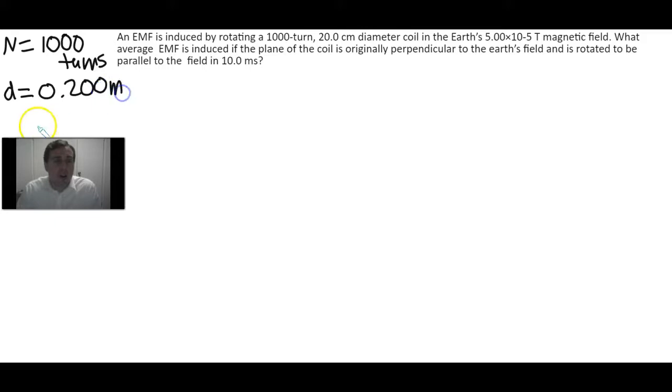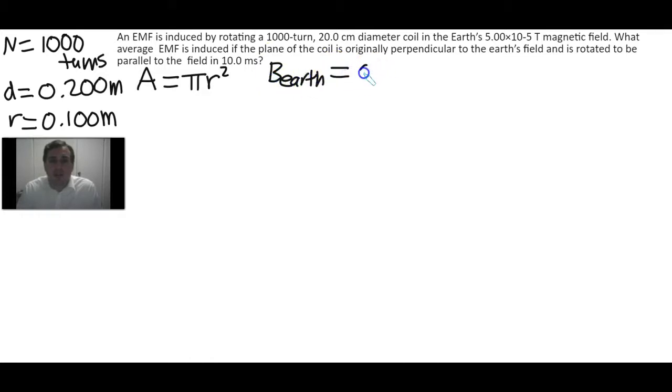But we're probably going to need the radius because I think we're going to need the area of the coil. So we need 0.100 meters. And we know the area, because it's a circle, is going to be pi r squared. We know the strength of the magnetic field. So the magnetic field of Earth, in this case, is equal to 5.00 times 10 to the minus 5 teslas.